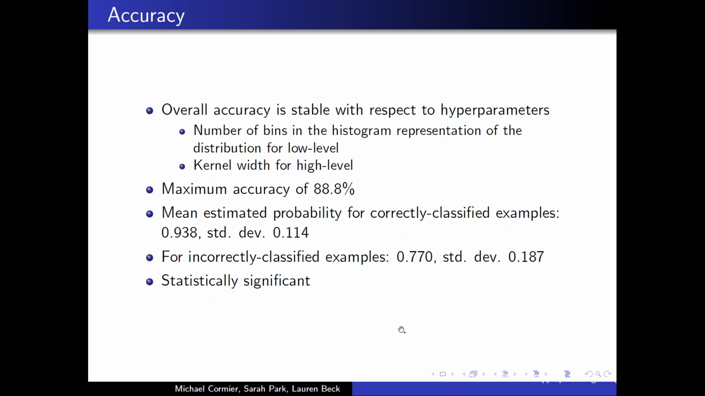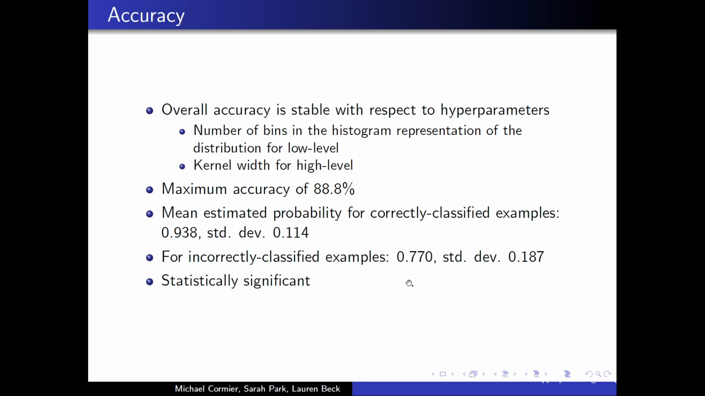So, how accurate is this? Well, one promising sign in terms of the overall utility of the method is that the overall accuracy is stable with respect to the hyperparameters. In the low-level representation, the hyperparameter is the number of bins in the histogram representation of the distribution. In the high-level method, it's the kernel width for kernel density estimation. Now, in both cases, we obtained a maximum accuracy of 88.8%, and other accuracies with different hyperparameters were only very slightly lower.